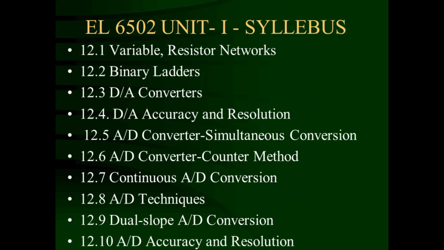12.5 is A to D converter, simultaneous conversions. 12.6 is A to D converter, counter method. 12.7 continuous A to D conversions. 12.8 A to D techniques. 12.9 dual slope A to D conversion. And 12.10 is A to D accuracy and resolutions. So this way, this complete chapter is in your syllabus for unit number 1 of the EL 6502 paper.